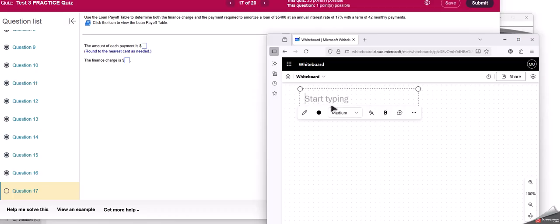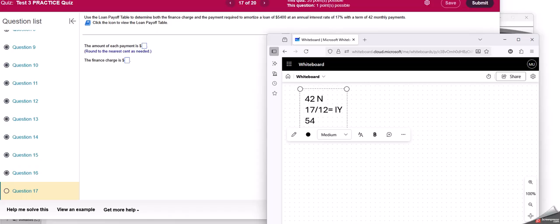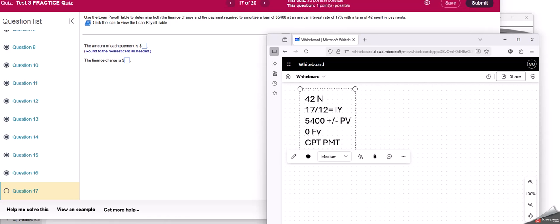And then our 42 is our N. 17 divided by 12. Let's see if that's a big number or not. Yeah, so we'll go ahead and just put that into the calculator. That's our IY. 5,400, make it negative, is the PV. No future value on a loan, and then we're computing for that payment.